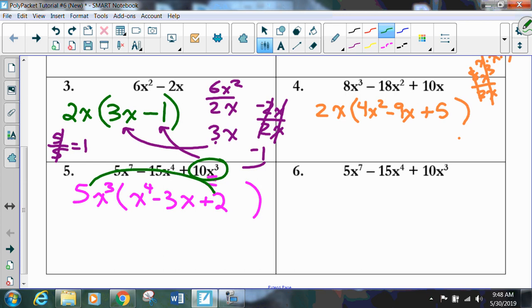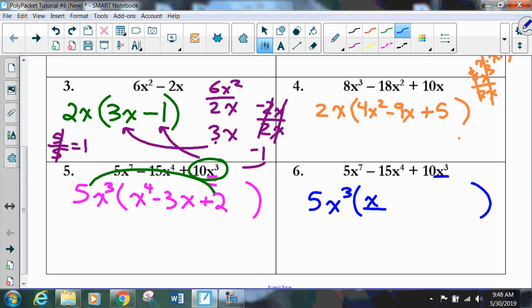Let's look at the numbers. 5, negative 15, and 10. What's the biggest number you can factor out? Drum roll, and that's a 5. All right, what's the biggest amount of x's that all three terms have to give? That's right, we're going to look at the smallest amount of x's, and that's the x cubed. And I think by now, hopefully, the intuitive way is making sense. 5x cubed times what is going to get me back to the 5x to the 7th?